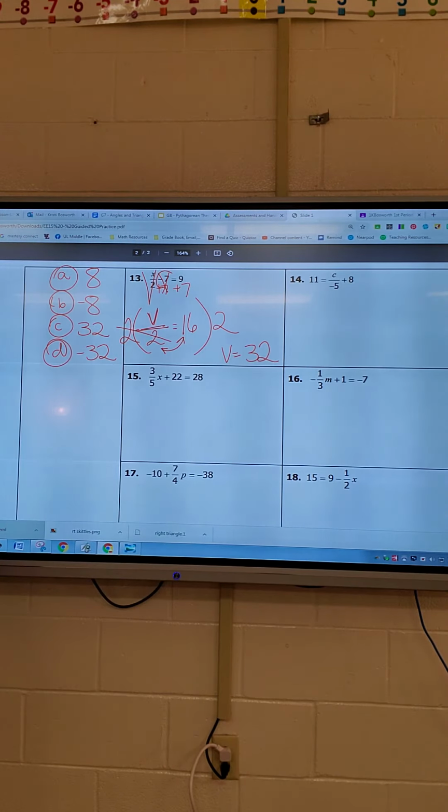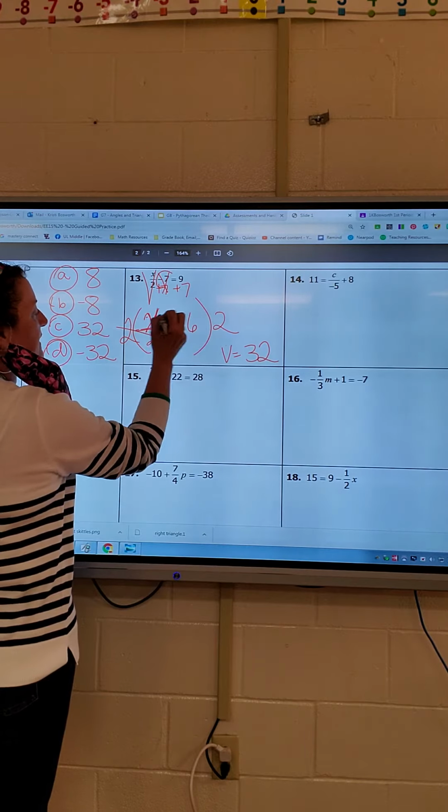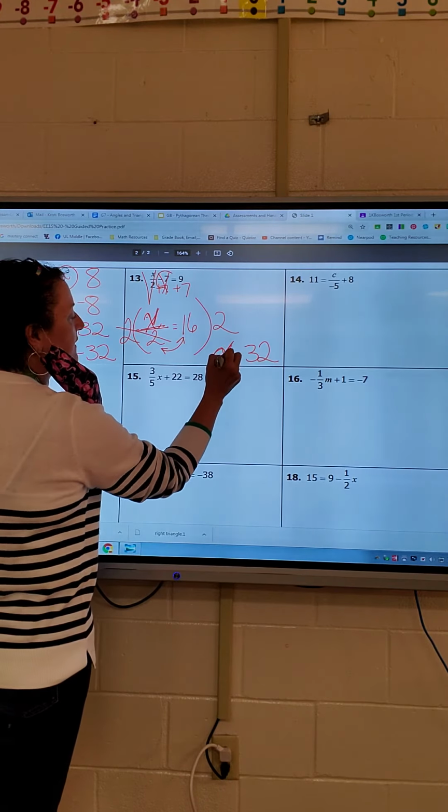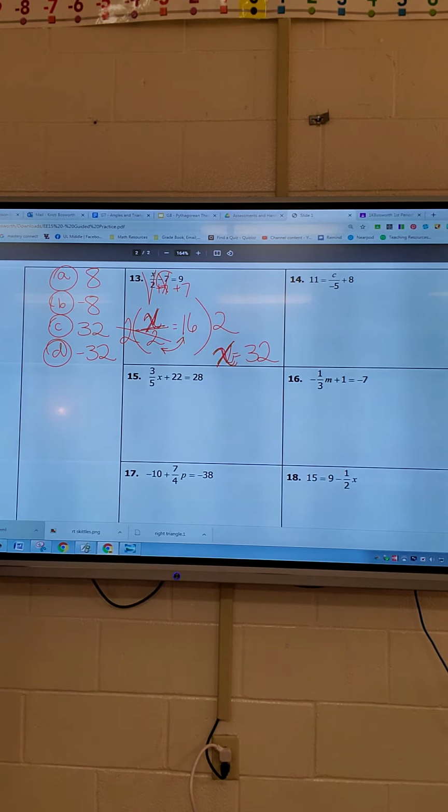Okay? Wait, Miss Mason, how did you get V? It should be an X. I put a V instead of an X, I'm sorry. It should be an X. Thank you, Winter. That should be X. I just make up my own variables as I go through the problem.